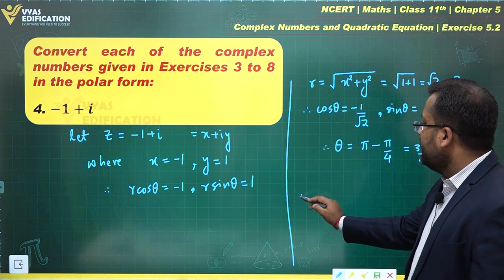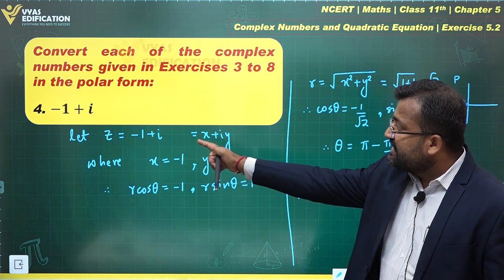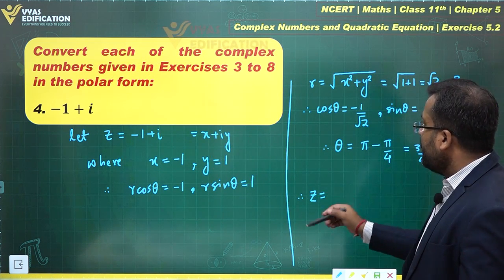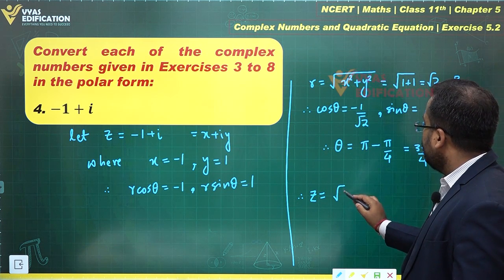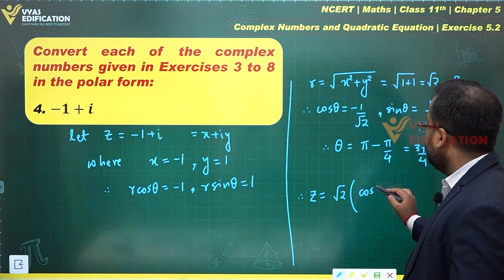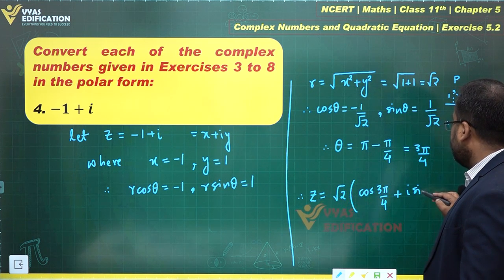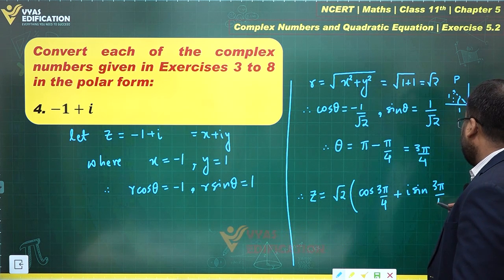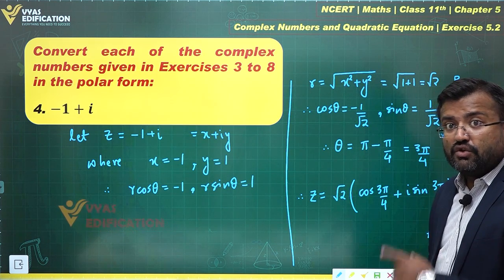And therefore, the complex number Z in the polar form would be equal to r times cos theta plus i sin theta. r is root 2, theta is 3 pi by 4. So Z equals root 2 times cos 3 pi by 4 plus i sin 3 pi by 4. And yes, that is my answer for this question.